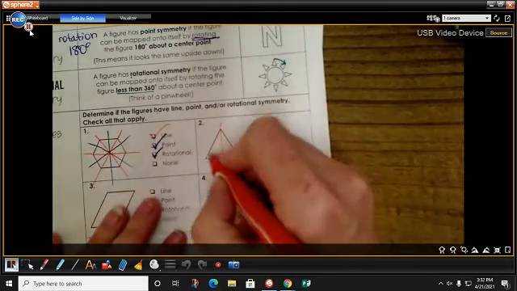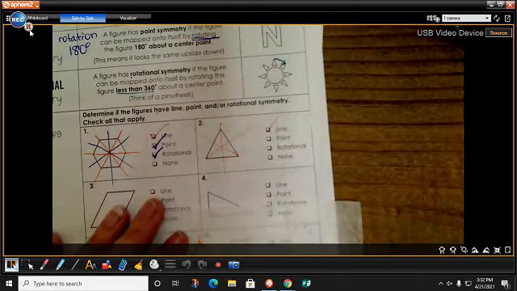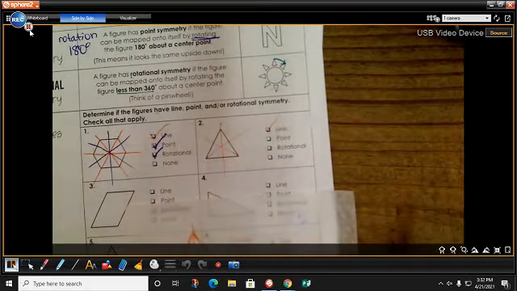Didn't have to draw it, but I felt like drawing it anyway. I could also have a line of symmetry here or a line of symmetry there. So this one had 3 lines of symmetry. Now let's check for rotational symmetry.